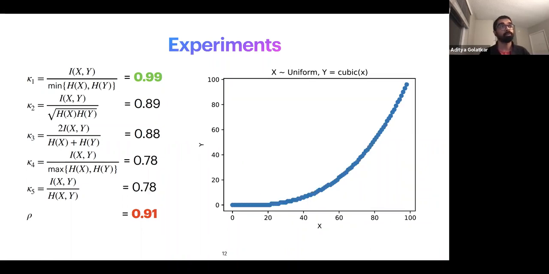And you can repeat the same thing for a cubic distribution. Now, since this is close to a linear distribution, rho is actually high and good. It actually beats a few of the MI estimators, but K1 is still the best, and it shows that the data is dependent completely, and we also captured that perfectly.